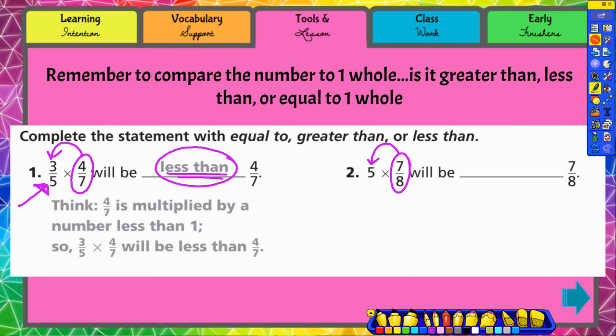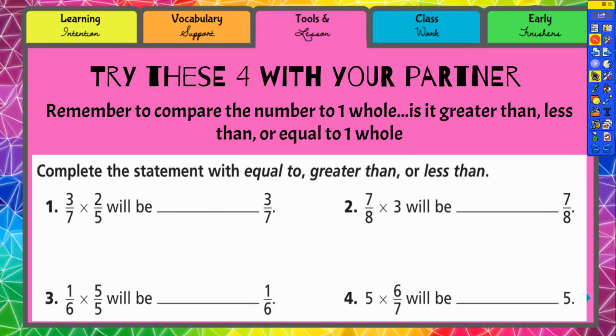Well, I'm hoping that in 5th grade we know that 5 is greater than 1 whole. So therefore my prediction and my generalization is that 7/8 will be greater. My answer will be greater than 7/8 because I'm multiplying by a number greater than 1.